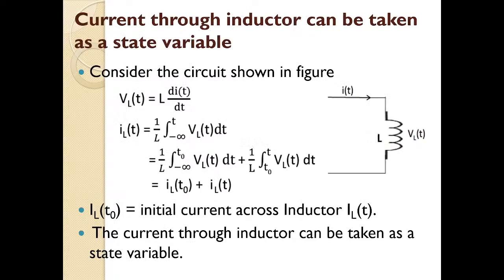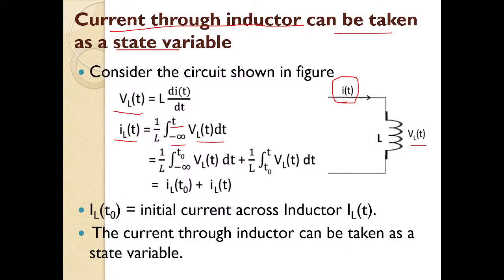So let us see the current through the inductor. It can be taken as state variable. Here I have only one inductive element. What is the voltage across the inductor? VL of t, and current through this inductive element is I of t. So what is the voltage VL of t? We know the formula: L into di of t by dt. So what is IL of t? Current in the inductor is 1 by L integral from minus infinity to t of VL of t dt. So why have we considered minus infinity to t?